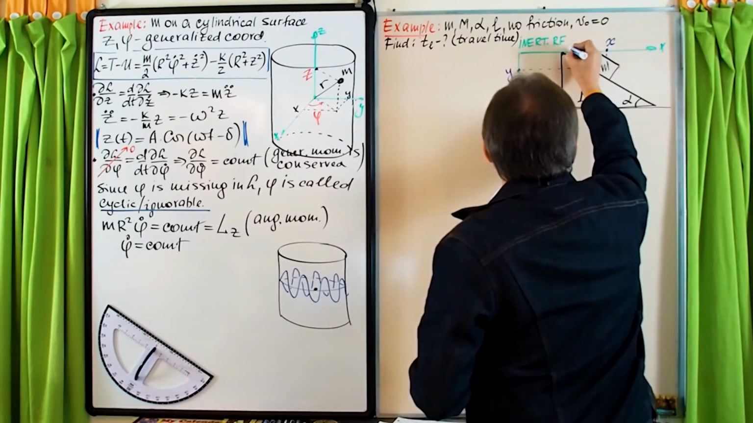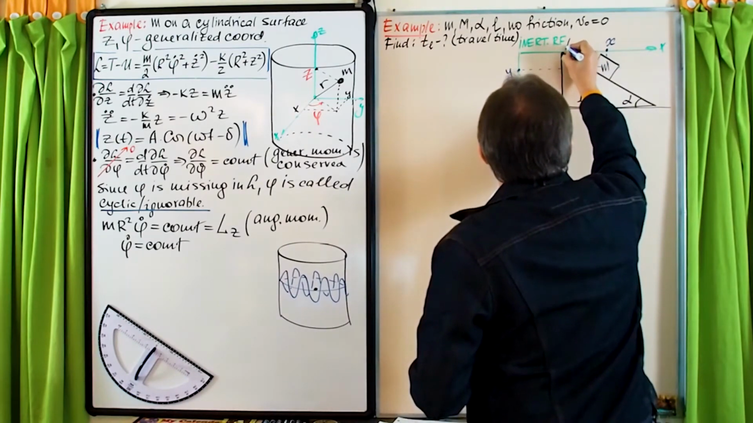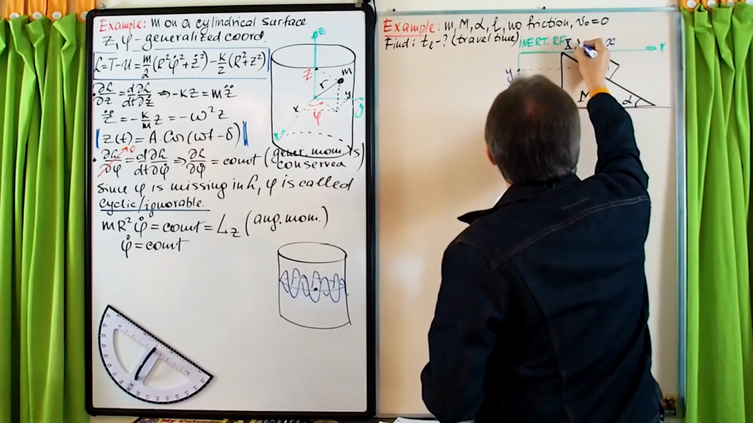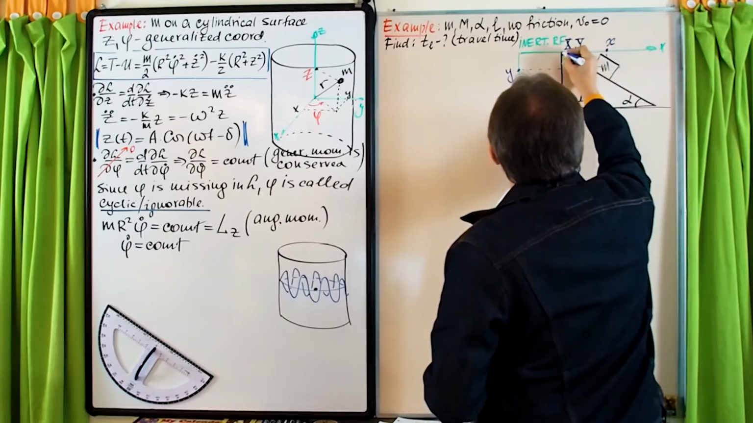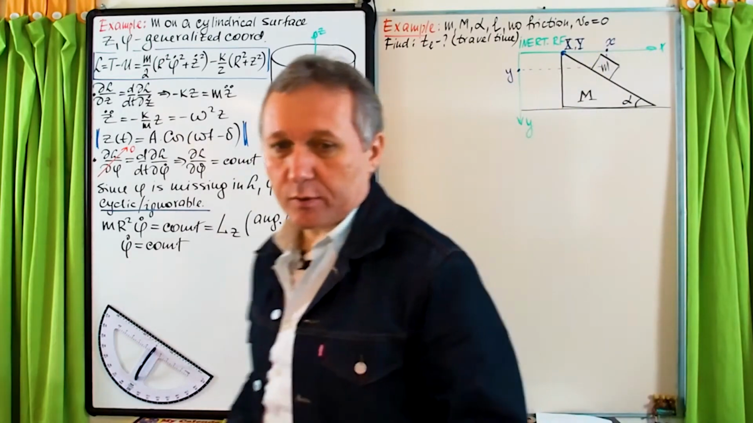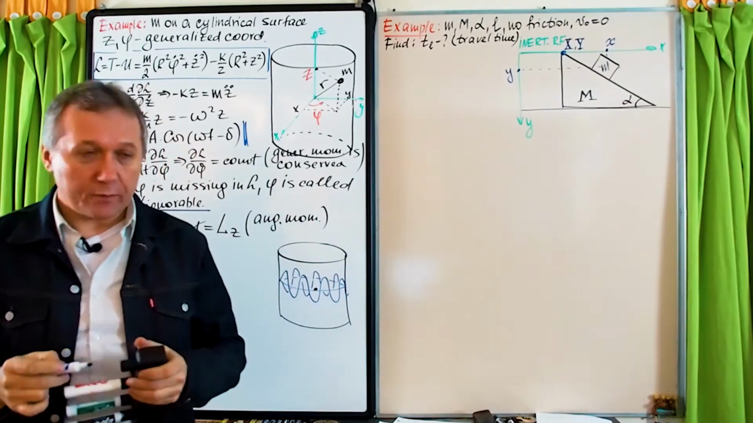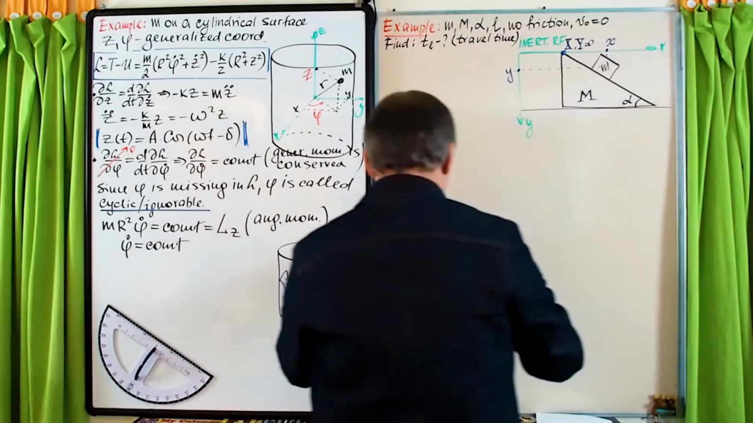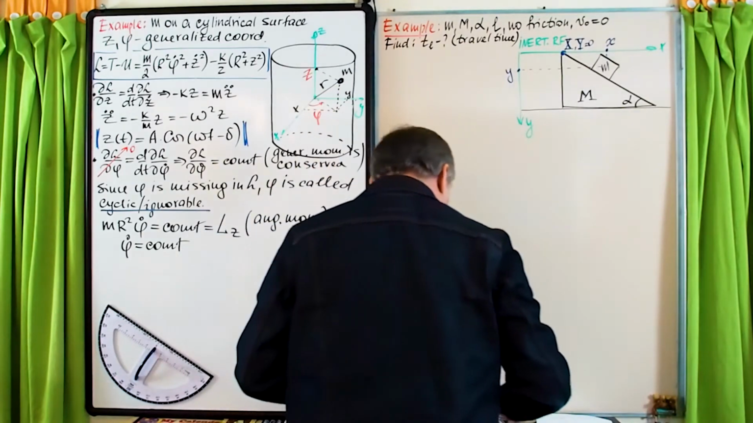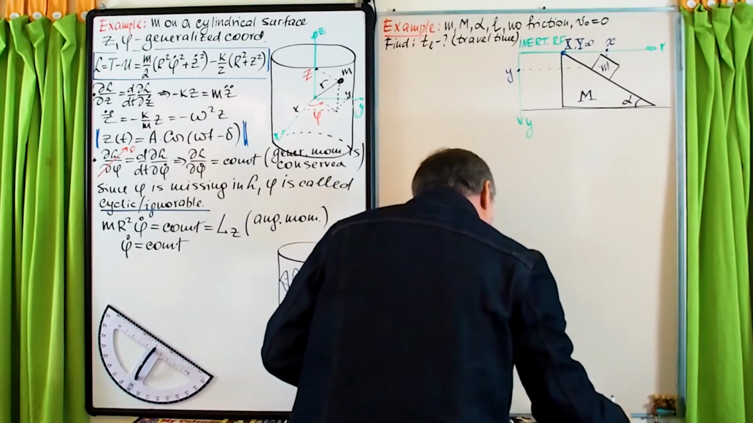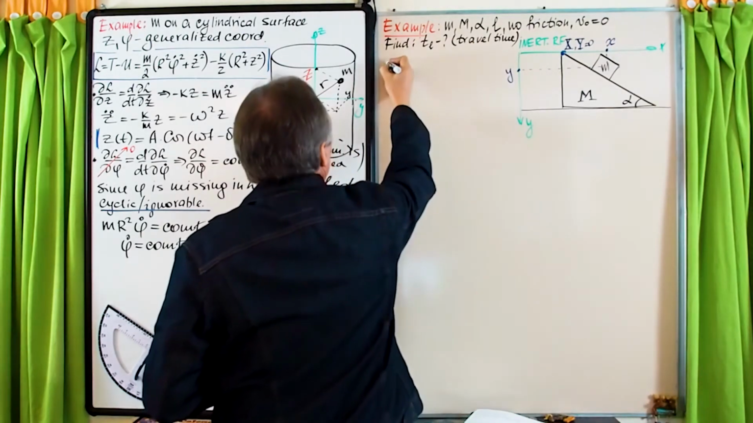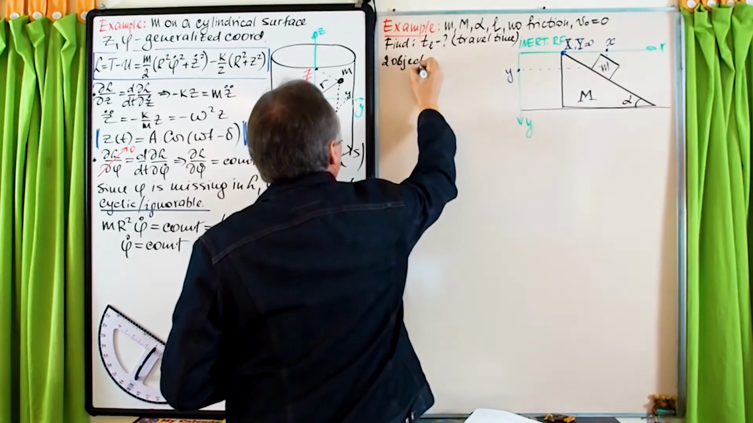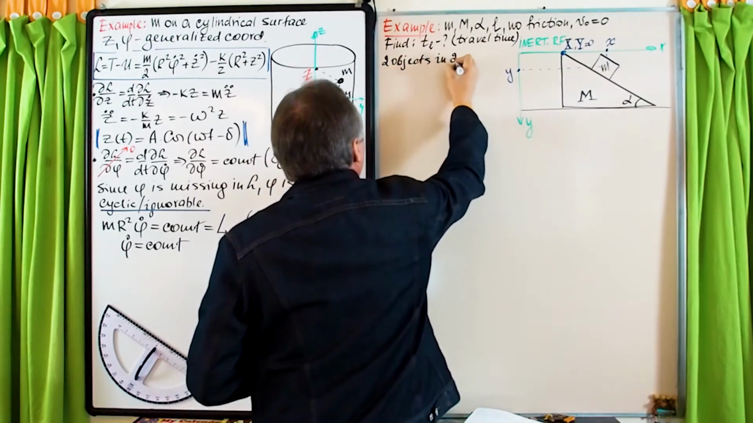So as a result, this will be x capital, and y capital will be 0, of course. This is the point which I'm going to use to define the position of the wedge. Of course, y capital is 0. Maybe I should write it immediately. So it's 0. Okay, let me write. So two objects in 2D space.